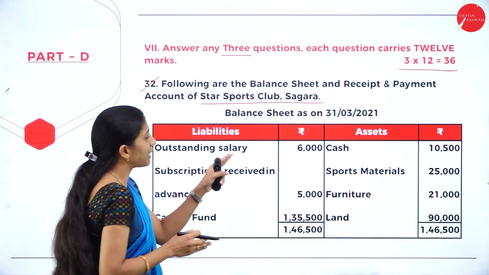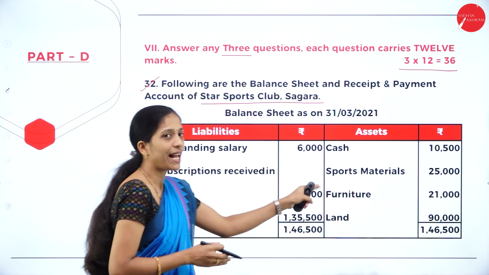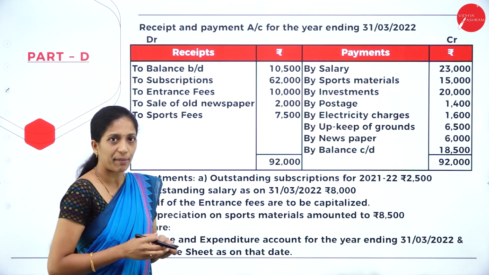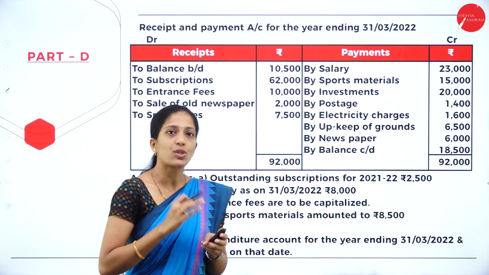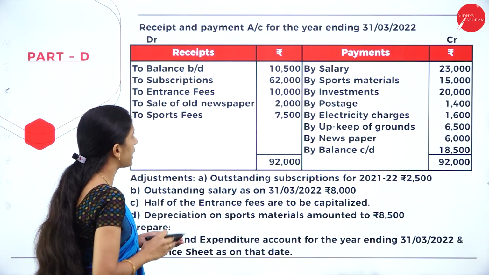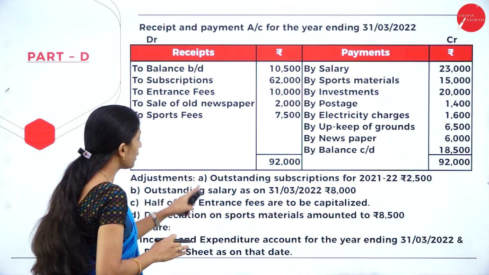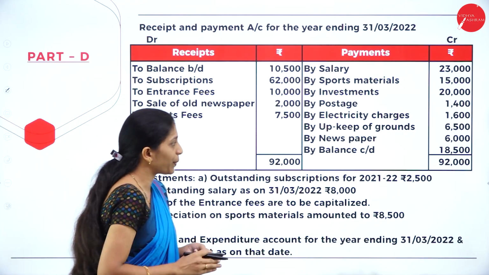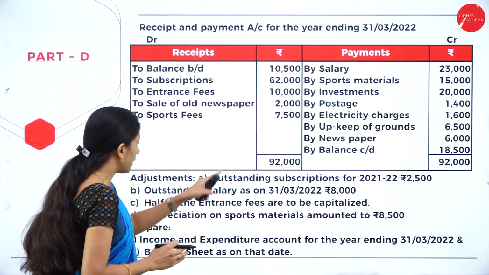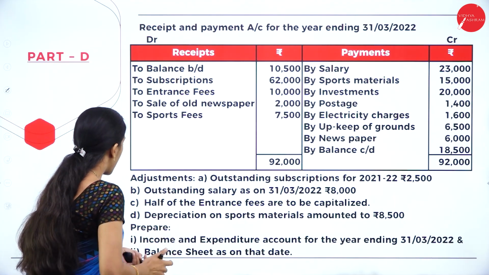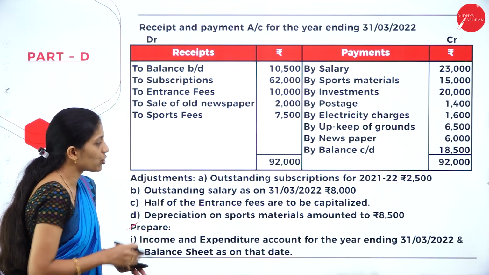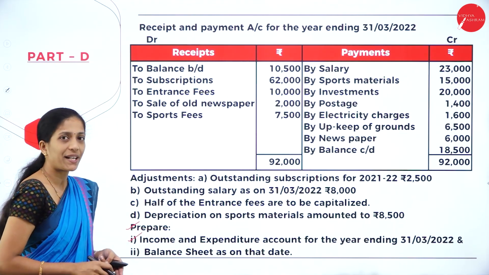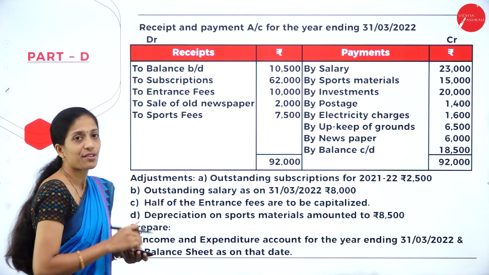As usual, they have given the balance sheet here with liabilities as well as assets. We shall go through later what it is. And they'll give you the receipt and payment account. They'll give the old balance sheet as well as the receipt and payment account for the year ending, with a few adjustments. The adjustments are like outstanding subscriptions for 2021-22, 2,500. Like that they have given certain adjustments here. And they have asked us to prepare the income and expenditure account for the year ending 31st March 2022, as well as the balance sheet as on that date.